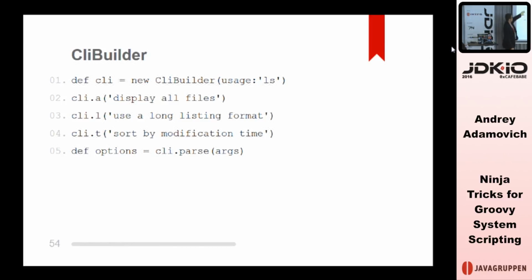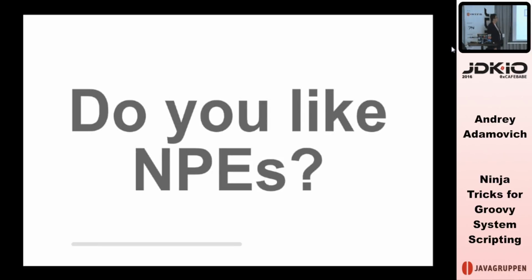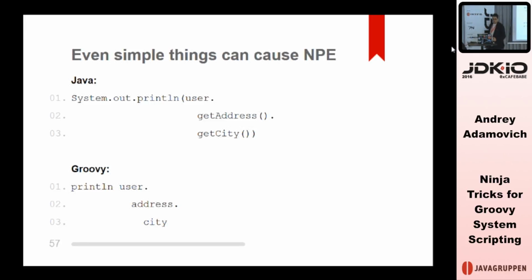and you can define what your parameters are and do some logic for parsing those. Another nice feature of Groovy is that it has a lot of operators that allow you to write more defensive code. Of course, you wouldn't like to have a null pointer exception in your script, or in your code. So, for example, in Java, when you want to have this code, user.getAddress().getCity(), there's a chance that user is null or user.getAddress() is null, and you get an NPE.